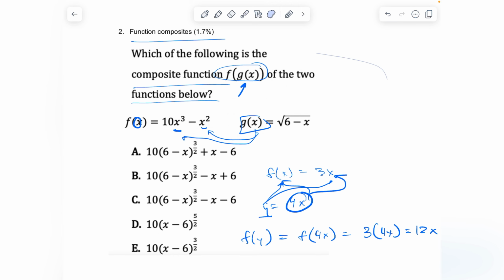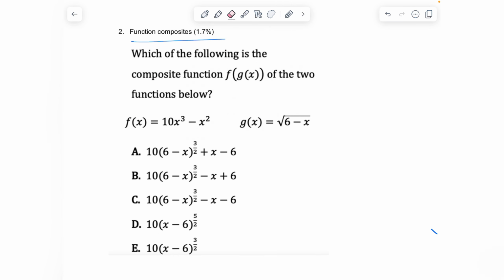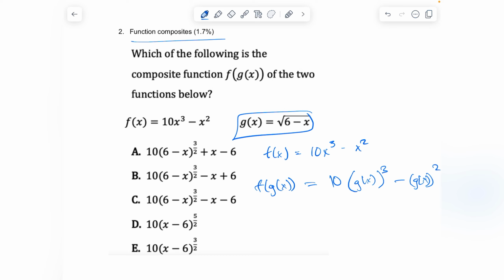Now let's apply that to a little more complex of a situation where there's more things going on in the function. So f of x is equal to 10x cubed minus x squared. So what I want to do, if I'm going to do f of g of x, let's first just clear everything out. Let's just do 10 of something cubed minus something squared. And this is going to be g of x inside of here. And the problem tells you what g of x is equal to. So all we have to do is just plug it in, right?